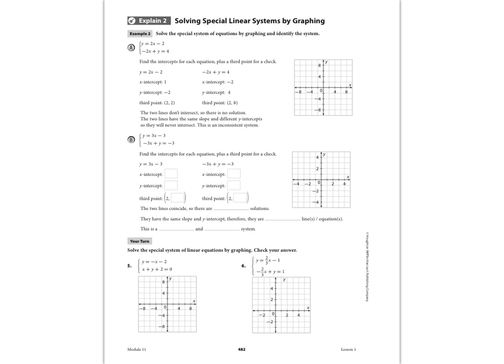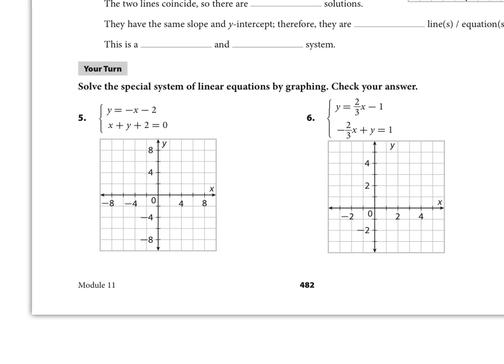Okay, the next type of problem that you might come across is when you are solving a system by graphing and it doesn't turn out so nicely. So let's take a look at these your turns, 5 and 6. Number 5, the first equation, y equals -x minus 2. I see that the y-intercept is -2, so let's graph that right here. And the slope is -1 or -1 over 1. I could do -2 over 2 because it's the same thing.